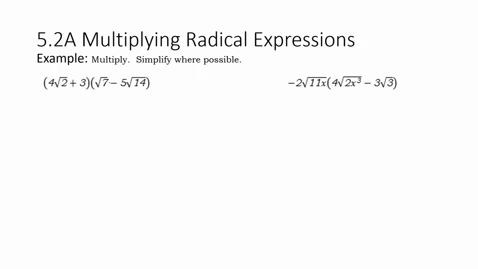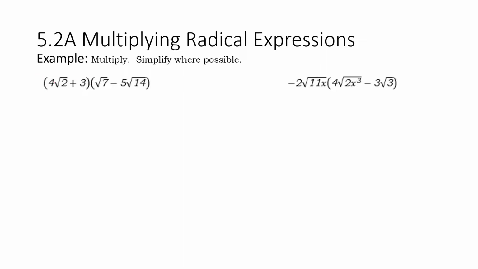When you're multiplying two binomials together, just like you're doing two binomials with polynomials, you multiply each term with the others. So this 4 root 2 is going to multiply with the root 7 and the negative 5 root 14. Same with the 3. The 3 is going to multiply with the root 7 and the negative 5 root 14. So there's 4 multiplications to do. There's going to be 4 terms to work with at the end.